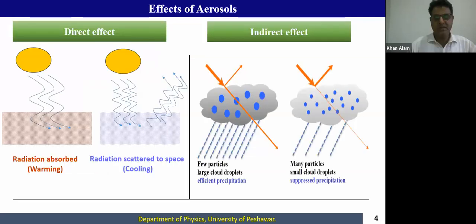When solar radiation is interacting with the aerosol particles, it is either scattered or absorbed, depending on the particle nature. If they are absorbing in nature, they will absorb the solar radiation. If they are scattering in nature, they will scatter the solar radiation. Consequently, they will produce a warming or cooling effect. On the other side, aerosol also acts as an indirect effect. Aerosol acts as a cloud condensation nuclei, which help in the formation of clouds.